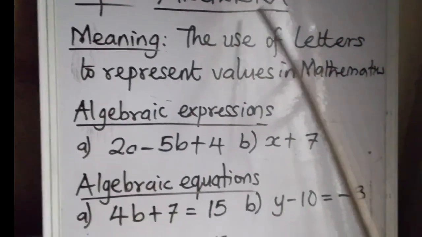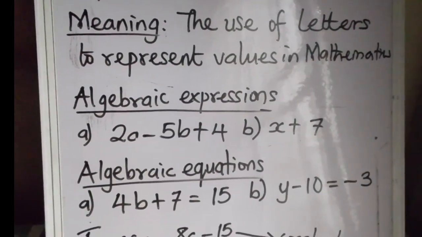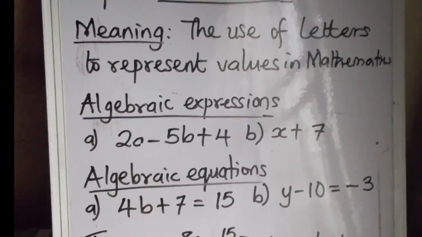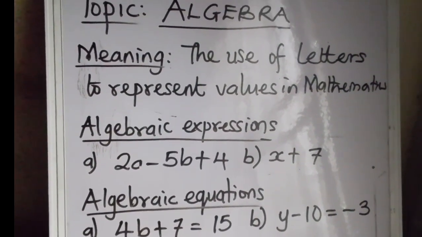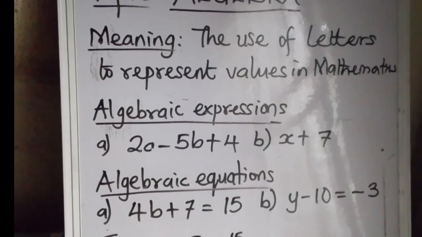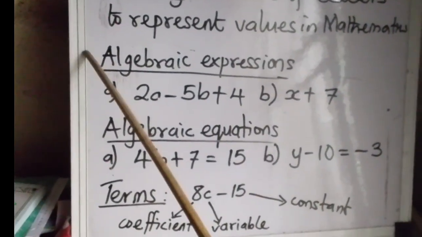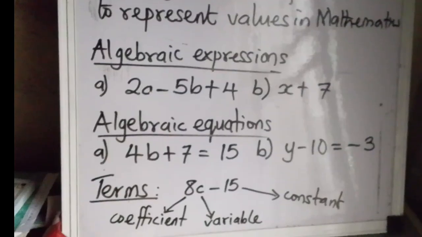Algebra simply means the use of letters to represent values in mathematics. Yes, math is a number subject, but you have seen that sometimes we meet letters combining with numbers in mathematics. So whenever you see such, that is algebra on display. But I'm going to show you there are what we call algebraic expressions and algebraic equations. They are two different things.